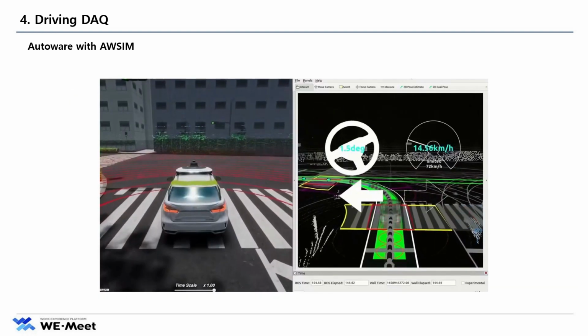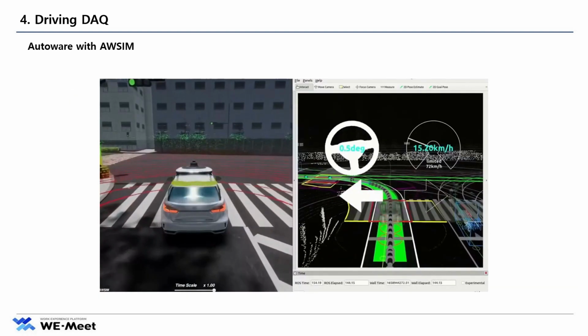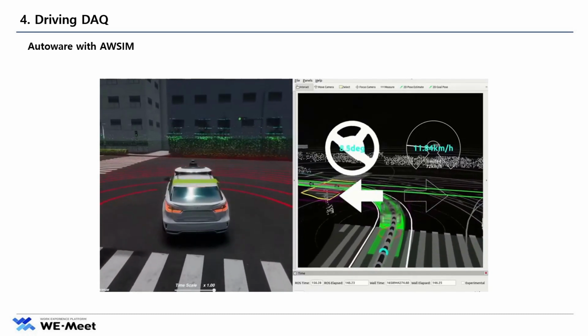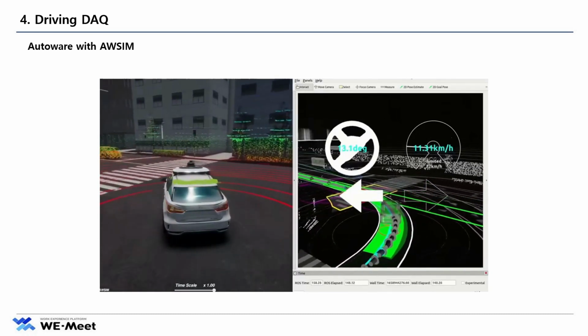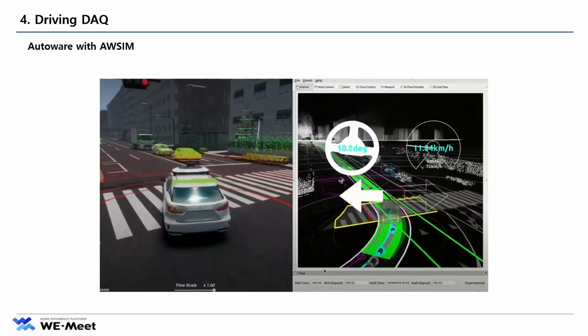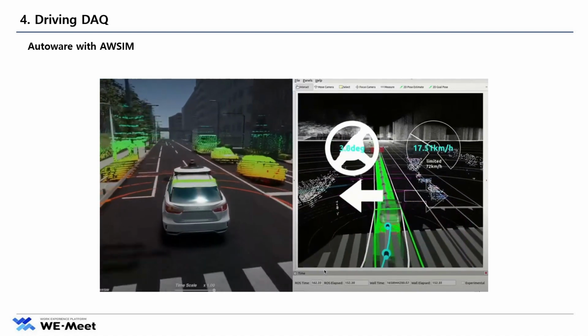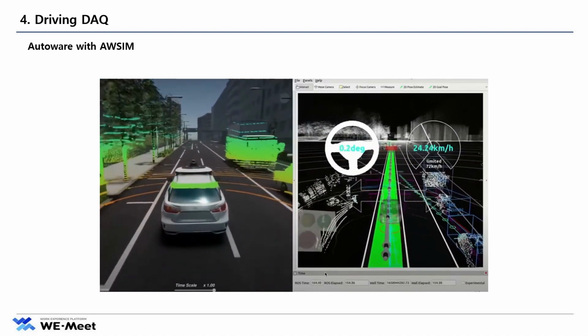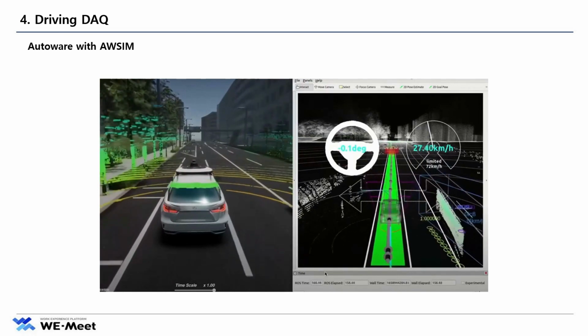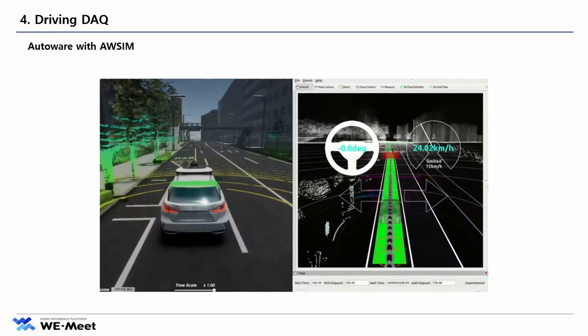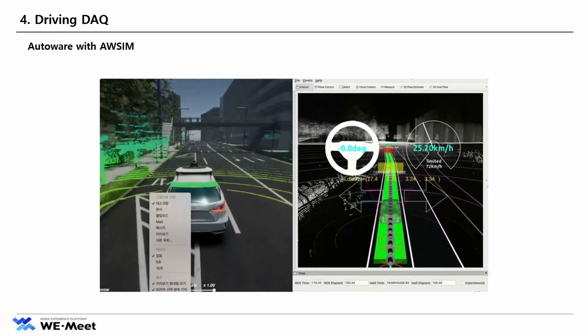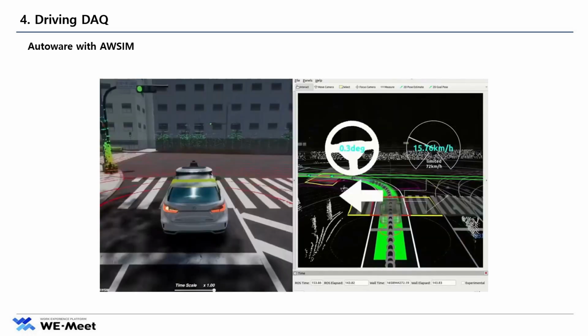This video is autonomous driving in AWSIM by Autoware. Simply by setting the destination, the system automatically performs global path planning and, upon perceiving objects in the surroundings, initiates local path planning as well. It is important to note that AWSIM only provides sensor data, time values, and vehicle state information, with all perception, planning, and control processes carried out through Autoware.